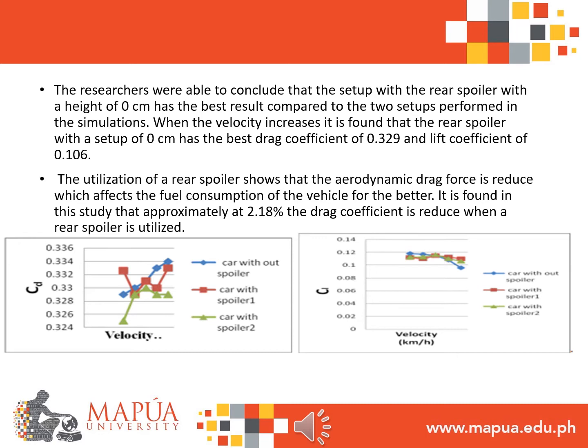When the velocity increases, it is found that the rear spoiler with a setup of 0 cm has the best drag coefficient of 0.329 and lift coefficient of 0.106. The utilization of the rear spoiler shows that the aerodynamic drag force is reduced, which affects the fuel consumption of the vehicle for the better. It is found in the study that the drag coefficient is reduced by approximately 2.18% when a rear spoiler is utilized. The figure below shows the comparison for the drag and lift coefficient from the three setups when the velocity increases.